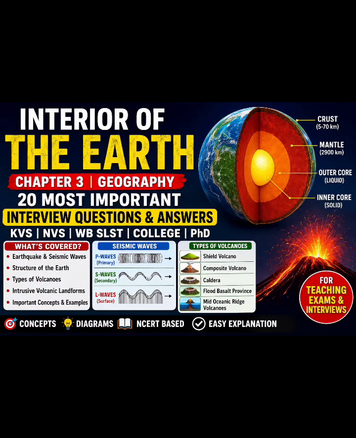Next question, what are intrusive volcanic landforms? So intrusive volcanic landforms are formed when magma cools and solidifies below the earth's surface. They form plutonic rocks. For example, Batholith, Laccolith, Lapolith, Phacolith, Sills and Dykes.